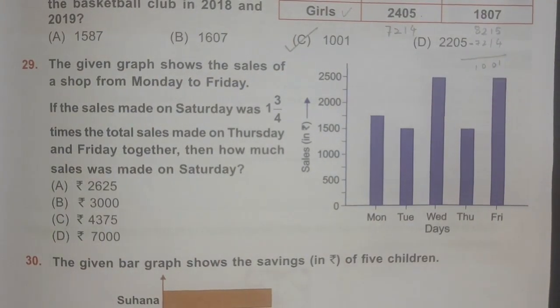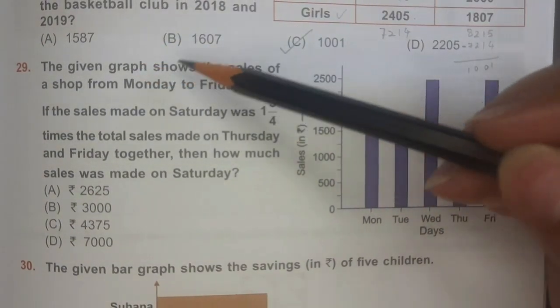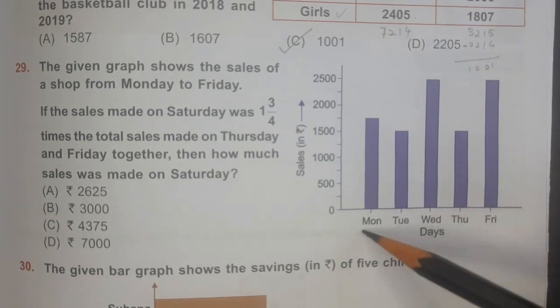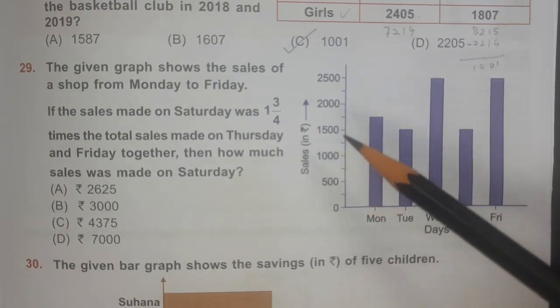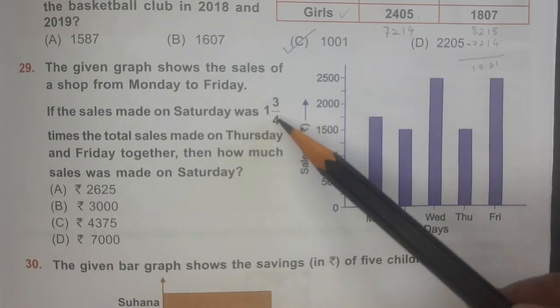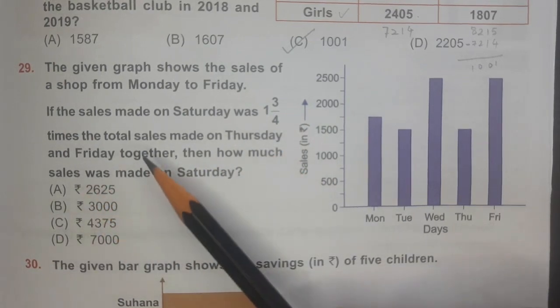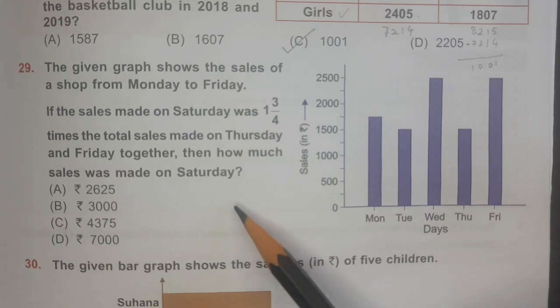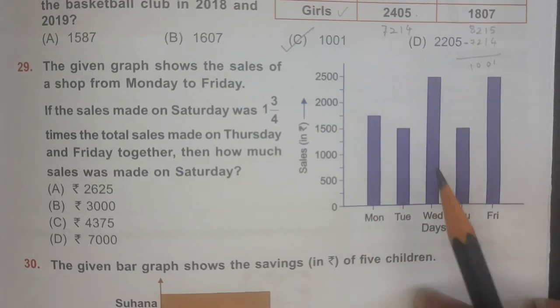Next question, question number 29. The given graph shows the sales of a shop from Monday to Friday. Okay, if sales made on Saturday was 1 3 upon 4 times the total sales made on Thursday and Friday together, then how much sales was made on Saturday? Okay, so let us first put values in this particular graph.